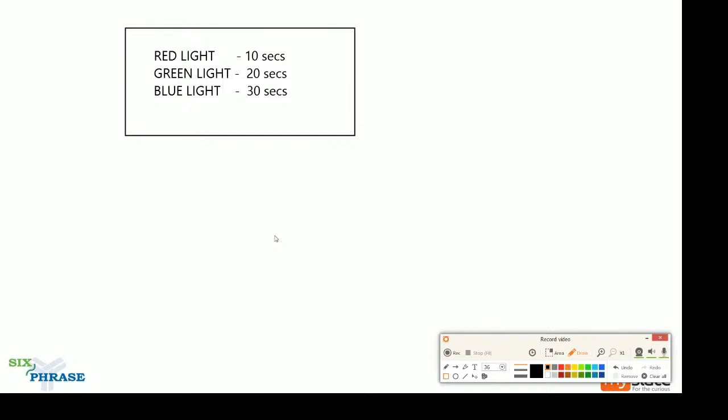This red light blinks every 10 seconds, the green light blinks every 20 seconds, and the blue light blinks every 30 seconds. My question is, when will all these three lights blink together? Give me the answers, guys, put it in the comment section.